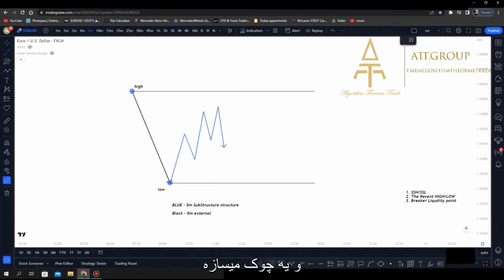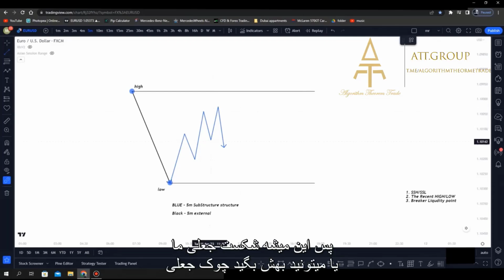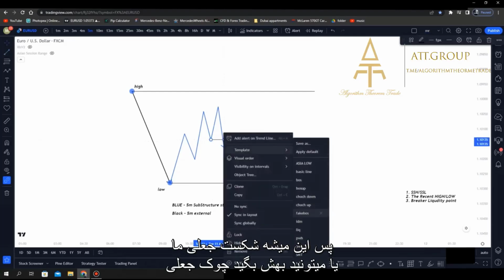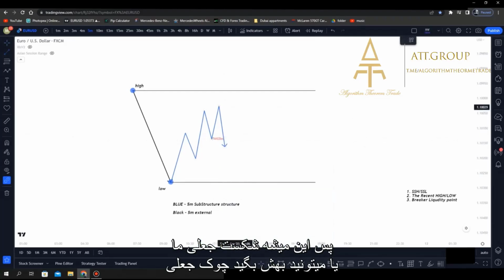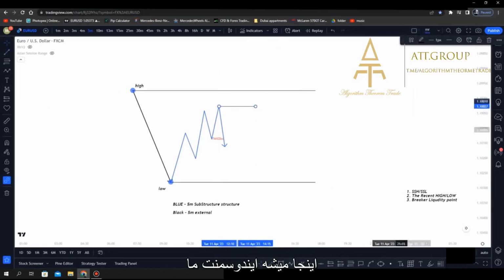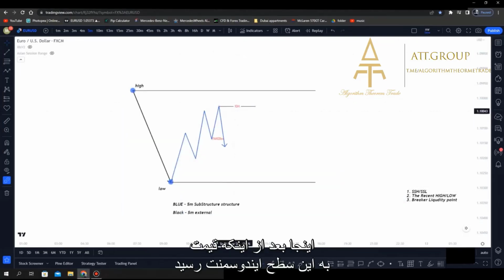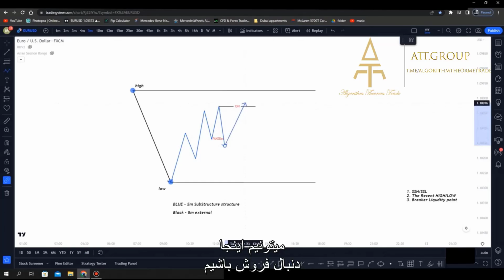giving us change of character. But we know that before selling we need to see draw on liquidity. So this would be our fake BOS, or you can call it fake change of character, doesn't matter. Fake BOS, this would be our inducement, and right here after sweep of this inducement we can look for sell like this.